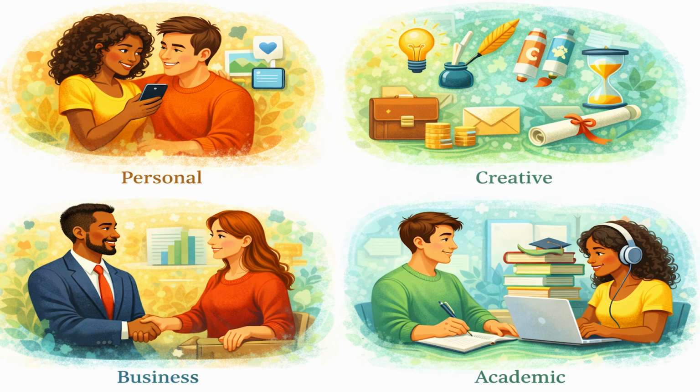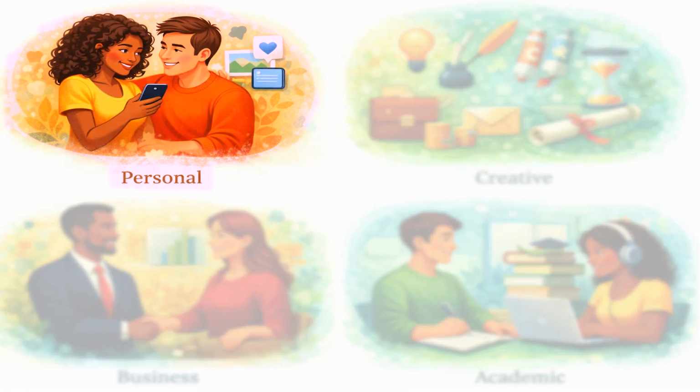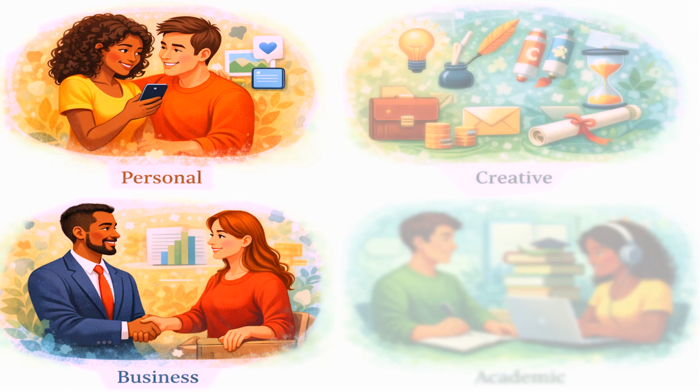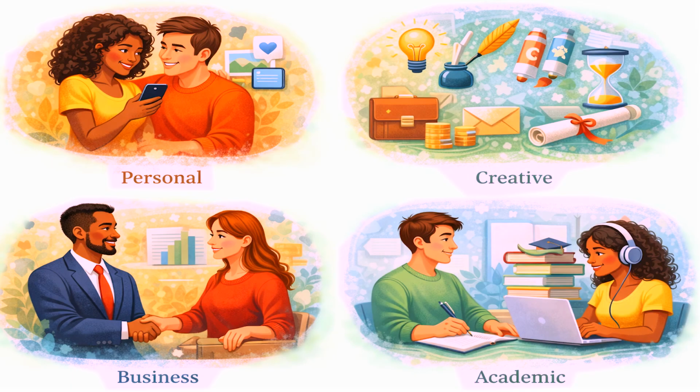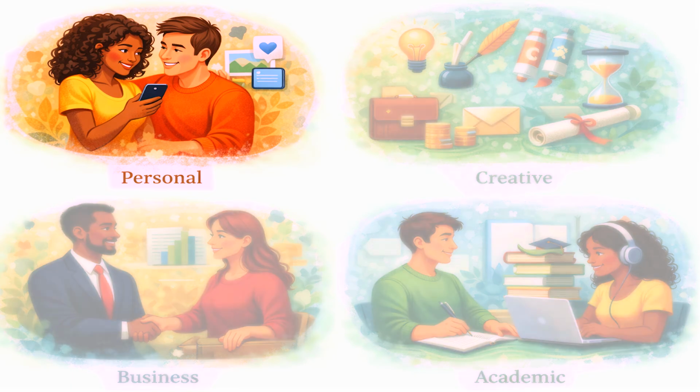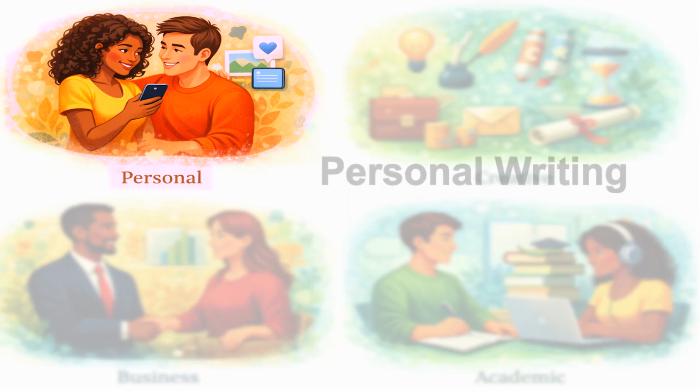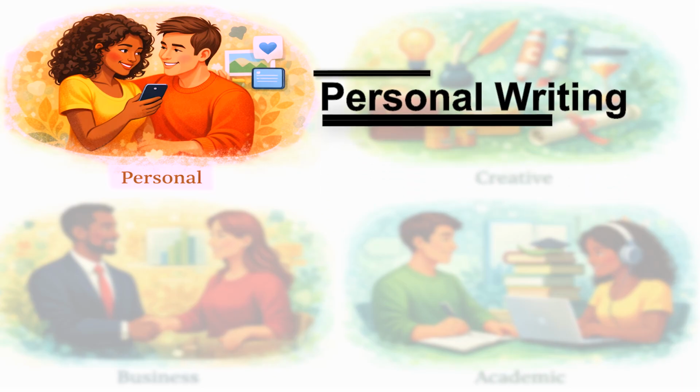Examples of written communication can be of various kinds, and we have subcategories over here: personal, business, creative, and academic. Personal writing. Now, what is personal writing? This may be in the form of letters, notes, journals. These are a means of exchange of information, but not necessarily exchange of knowledge.